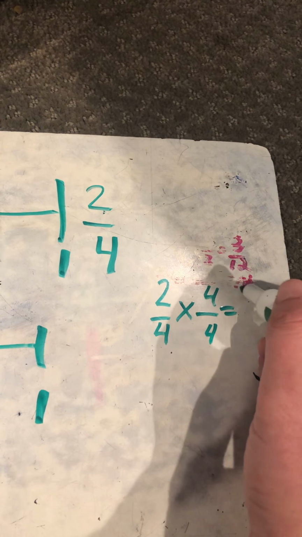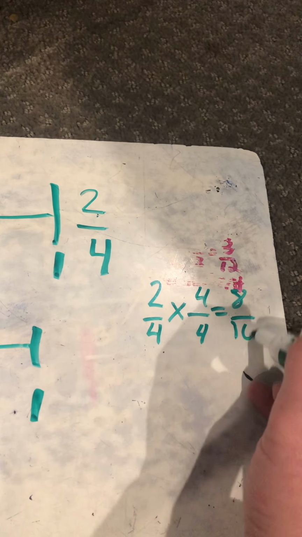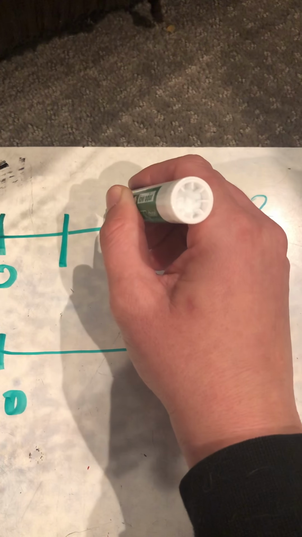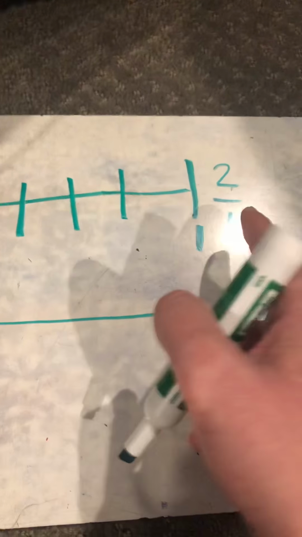2 times 4 is 8. 4 times 4 is 16. Okay, so my first one, I need to partition it into fourths because that's the denominator. So I'm going to partition to fourths. Ready? So I'm going to go 1, 2, 3, 4.